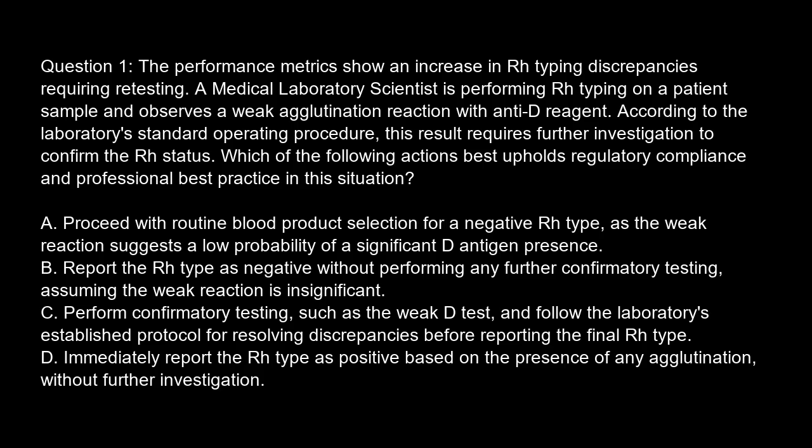Option A. Proceed with routine blood product selection for a negative RH type, as the weak reaction suggests a low probability of a significant D antigen presence. Option B. Report the RH type as negative without performing any further confirmatory testing, assuming the weak reaction is insignificant. Option C. Perform confirmatory testing, such as the weak D test, and follow the laboratory's established protocol for resolving discrepancies before reporting the final RH type. Option D. Immediately report the RH type as positive based on the presence of any agglutination, without further investigation.